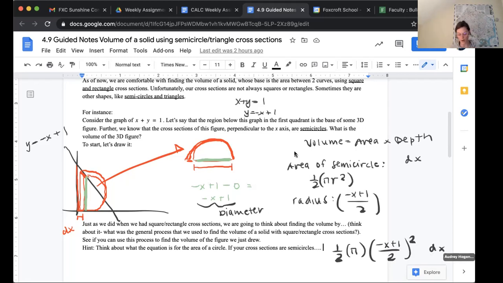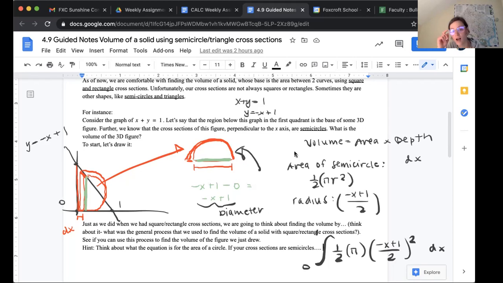So here I have the equation for one little 3D slice of semicircle, but we don't want the volume of just one little slice. We want the volume of all of the slices. So in order to find the volume of all the slices, we're going to do a nice little integral, from x equals 0 to x equals 1, as you would know if you set negative x plus 1 equal to 0. So we're going to have the integral from 0 to 1 of 1/2 times pi times (negative x plus 1 over 2) squared dx.